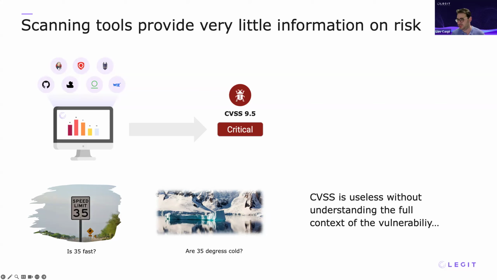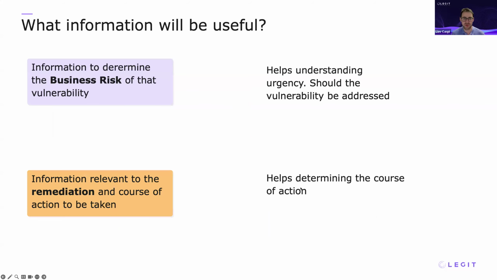And then the question is, what do we need? What information do we need to make the decision? I want to introduce two categories of information. The first thing is we want to understand the business risk. We don't really want to know the very detached risk of this particular technical vulnerability. You want to understand the risk to the particular business, to our company, so we can make a decision about the urgency. Is it really critical? Is it really low? Should we do this?